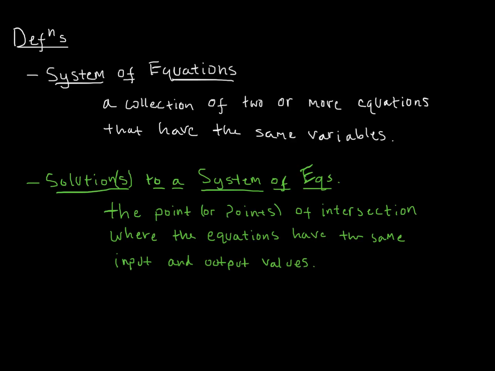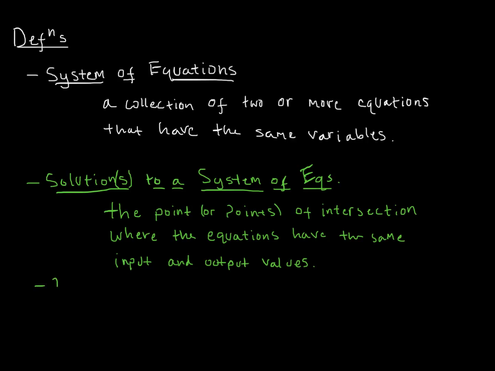The solutions to a system of equations are the point or points of intersection where the equations have the same input and output values. As we saw previously, those solutions are where the two functions intersect. Now, what I want you to think about is the possibilities. How many solutions could we have to a system of equations where we have a quadratic and a linear? We saw an example where we had two different solutions. And remember when we talked about how many solutions an equation involving a quadratic function will have? It's always going to have two. But what could those two be?